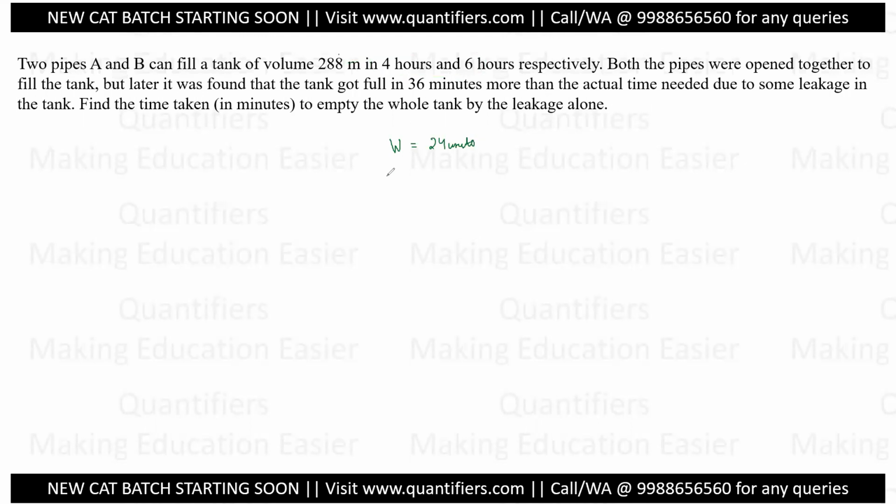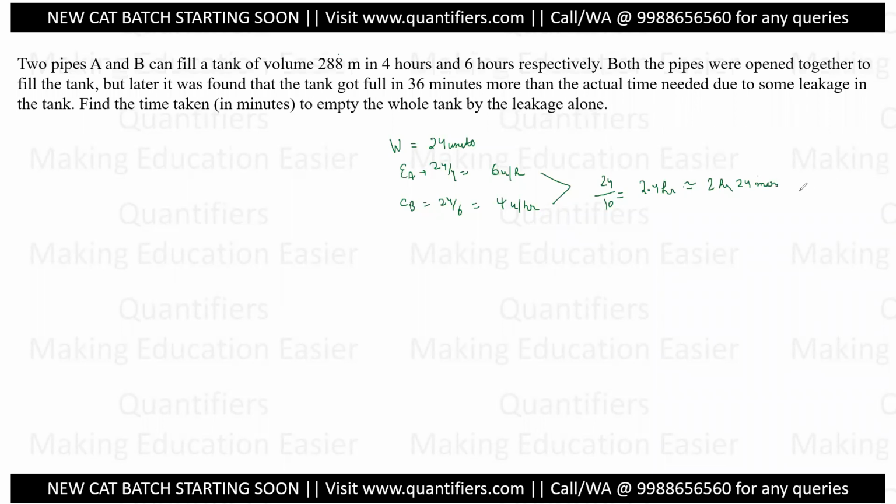So if the work is 24 units, then the efficiency of pipe A, which fills it in 4 hours, is 24 by 4, 6 units per hour. Efficiency of B, 24 by 6, 4 units per hour, right? So if one is 6 and one is 4, their together time will be 24 by 10, or I can say 2 hours 24 minutes. 2.4 hours or 2 hours 24 minutes.